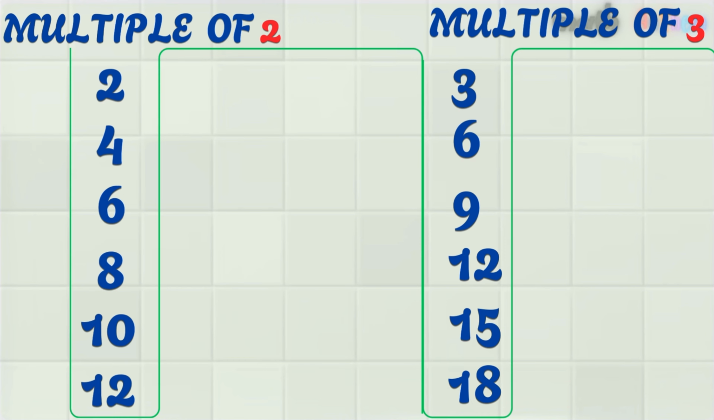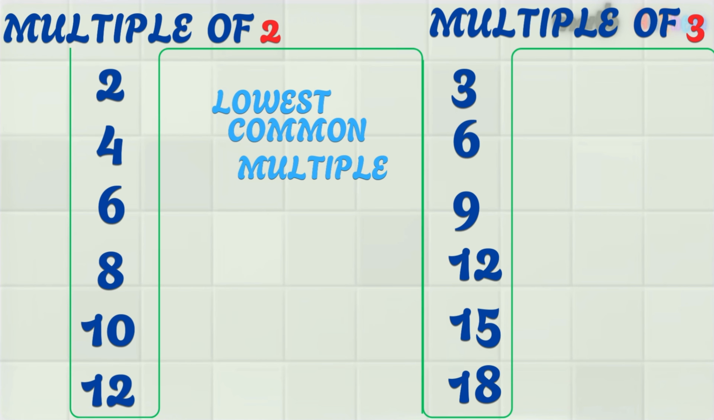So, when we talk about the lowest common multiple, we're simply asking, what is the smallest number that appears in both lists of multiples? It's like a meeting point, the first number both sets of multiples share.